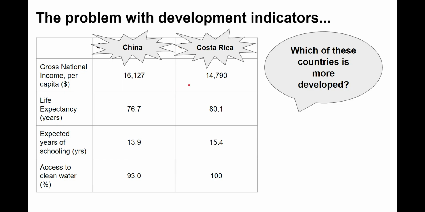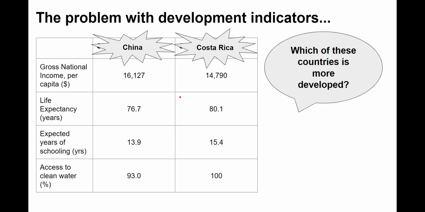So there are some real limitations or problems by just using one development indicator on its own, and particularly one economic indicator, because economic indicators tell us something about the money. They don't tell us what that money is being used for and whether it's being used to improve the lives of people within a country.